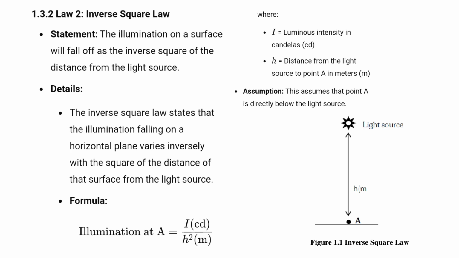This figure helps visualize the inverse square law. The light source above A creates a cone of light. The distance h is the height of this cone, and the illumination is the strongest at point A below the light source.